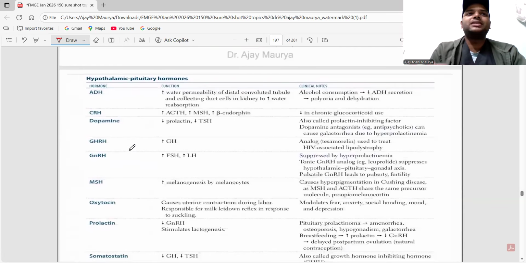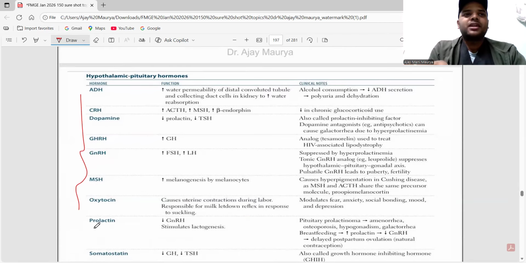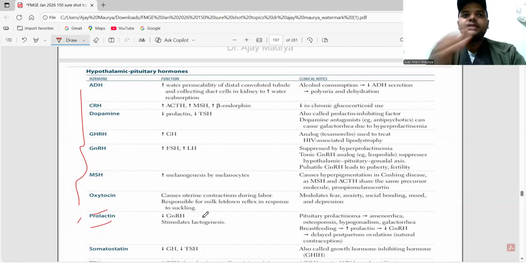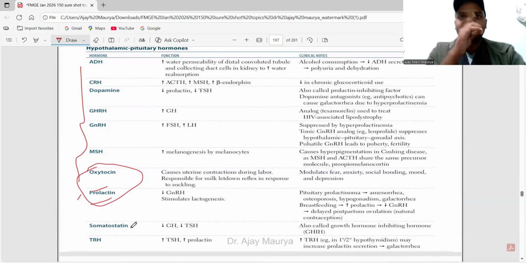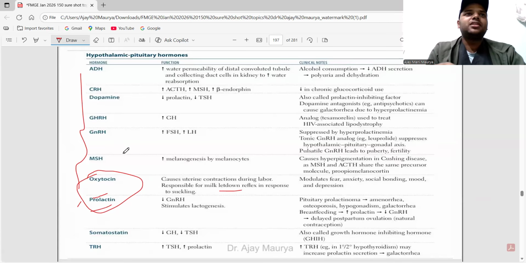Next, these are some important hormones you have to remember from the hypothalamic pituitary hormones. You have to remember this one. These two are important. See, prolactin produces milk. Prolactin produces milk. And down here, these two are very important. Please remember these two. For the milk letdown, or the milk reflex, it is the oxytocin. And also these two are important.